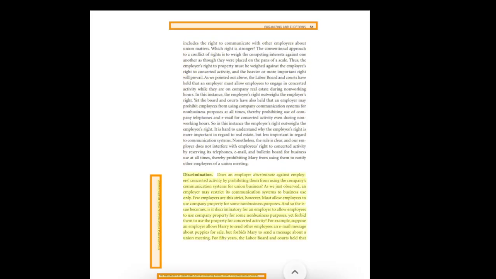Discrimination. Does an employer discriminate against employees' concerted activity by prohibiting them from using the company's communication systems for union business?